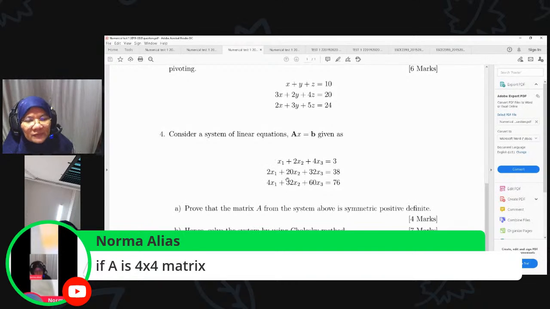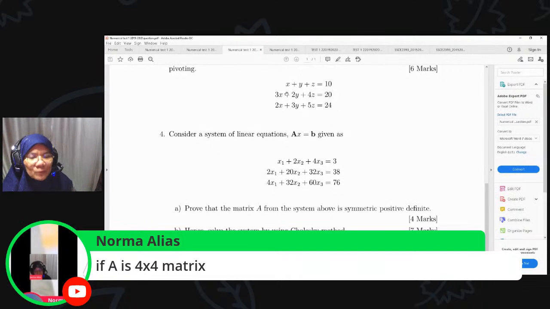I told you if the matrix is positive definite, you solve using the Cholesky method. If it is not positive definite, it is a full matrix, and you can solve using Gauss elimination with partial pivoting, the Doolittle method and the Crout method.